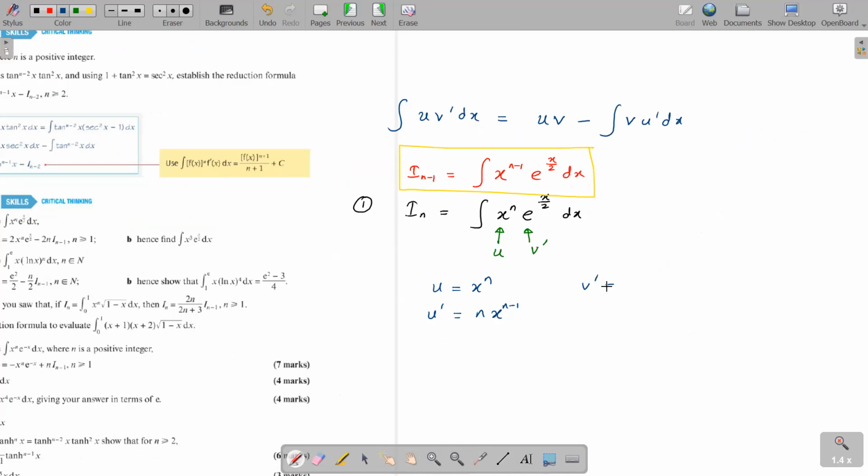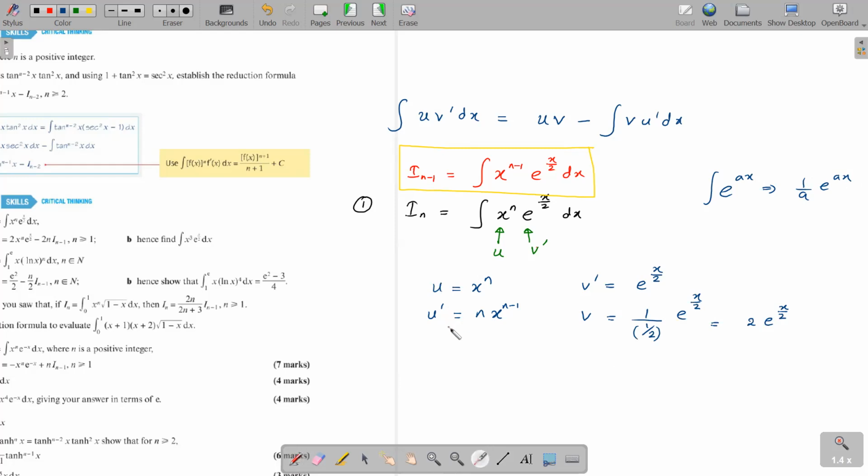Then they have given us v dash is e to the power x over 2. Do you remember how to integrate? v dash to v is integration. How do we integrate e to the power ax? Integration of e to the power ax is 1 over a e to the power ax, right? So here a is half: 1 over half e to the power x over 2. We can simplify it: 1 over half gives you 2 e to the power x over 2. So I have got my u, u dash, v dash and v.